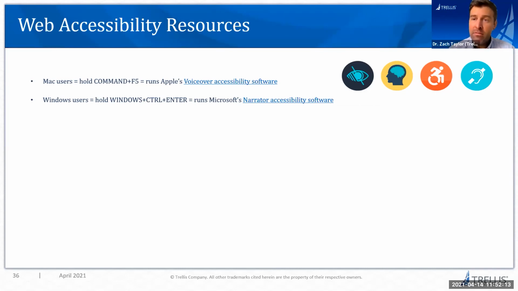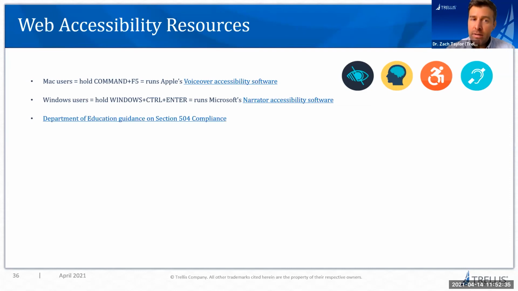I mean, we take vision for granted all day, every day. And having a screen reader and a little bit of experience in using one can be pretty eye-opening. And it's totally free. It's built into every Windows and Mac machine ever made. So Command F5 for Mac, and then Windows is Windows button, Control button, Enter button.